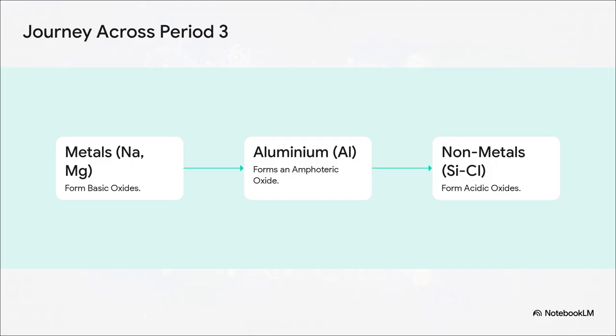We start on the far left with strong metals like sodium and magnesium. When they react with oxygen, they form what are called basic oxides. Just think of them as the opposite of acids. As we keep moving right, we end up with nonmetals like sulfur and chlorine. They form acidic oxides, which, you guessed it, create acids in water. It's this smooth, predictable shift from one character type to another.